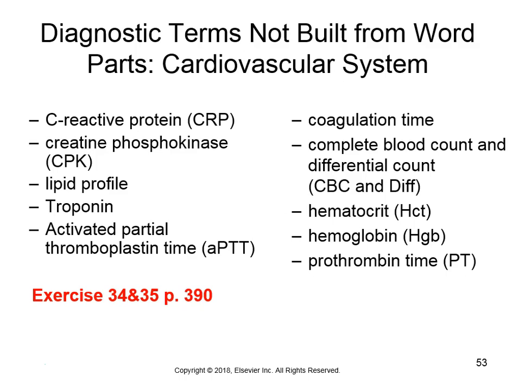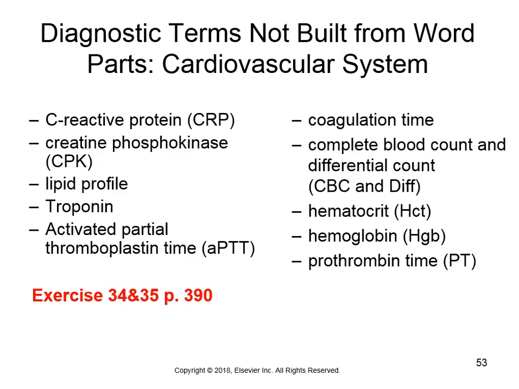Next we have activated partial thromboplastin time, or APTT. This measures anticoagulation therapy. An anticoagulant just means that it's preventing the blood from clotting. It's kind of a blood thinner, so that maybe you can dissolve blood clots or reinstate blood flow in certain areas. So this just measures that, because if it does get too thin, then you have a different kind of problem. Coagulation time is just however long it takes your blood to clot.